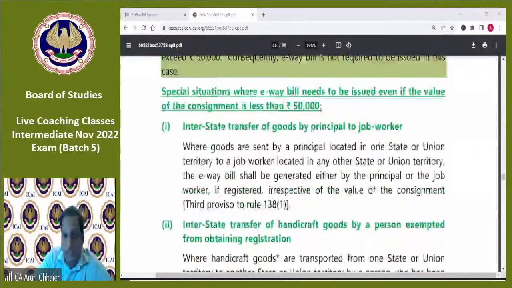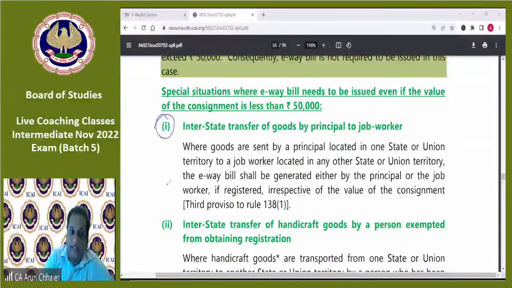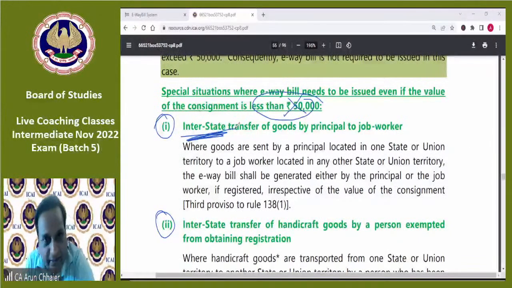Now, there are two situations when the value of 50,000 will be ignored, meaning thereby an e-way bill is mandatory. It means even though the value of the consignment is less than 50,000, then also an e-way bill is required. First is interstate movement from principal to the job worker. Please note, interstate principal to the job worker.